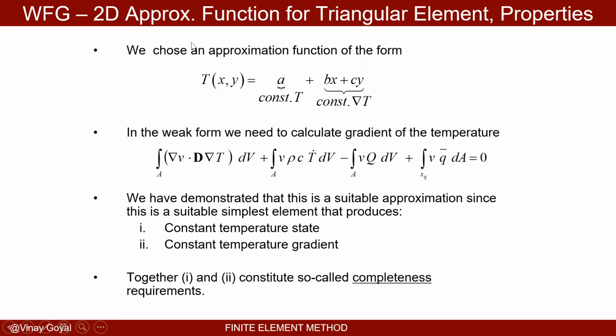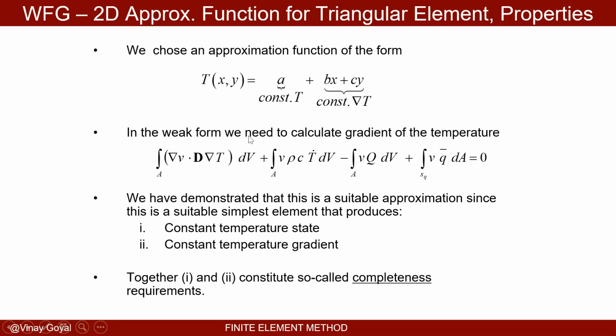Let's look at this a little more. So we chose an approximation function of the form of a plus a gradient of some kind, where here you have that this represents a constant temperature, so I can get to that. B equals 0, C equals 0 gives me that. And then I can represent the gradient of T, which gives me a constant gradient across a triangular element.